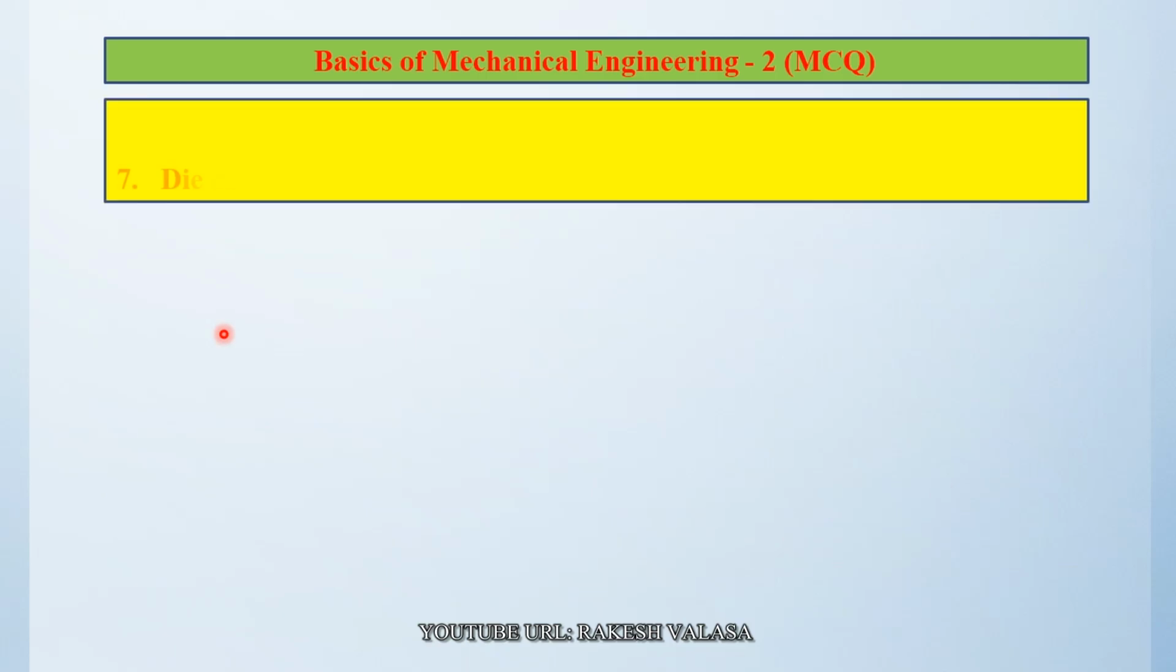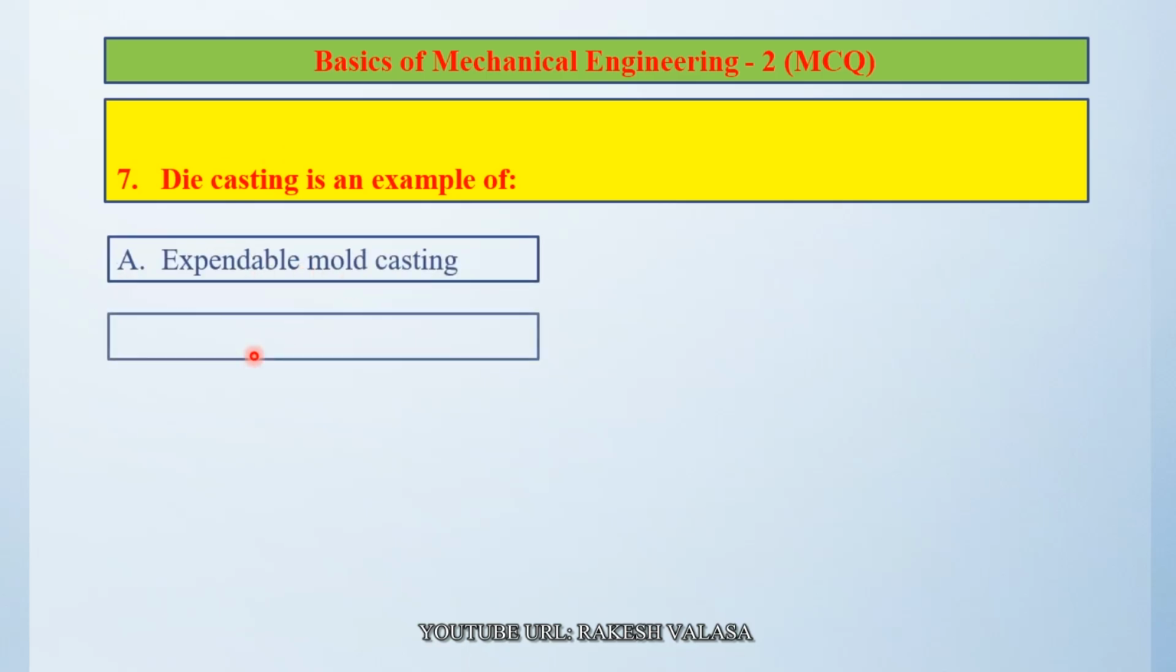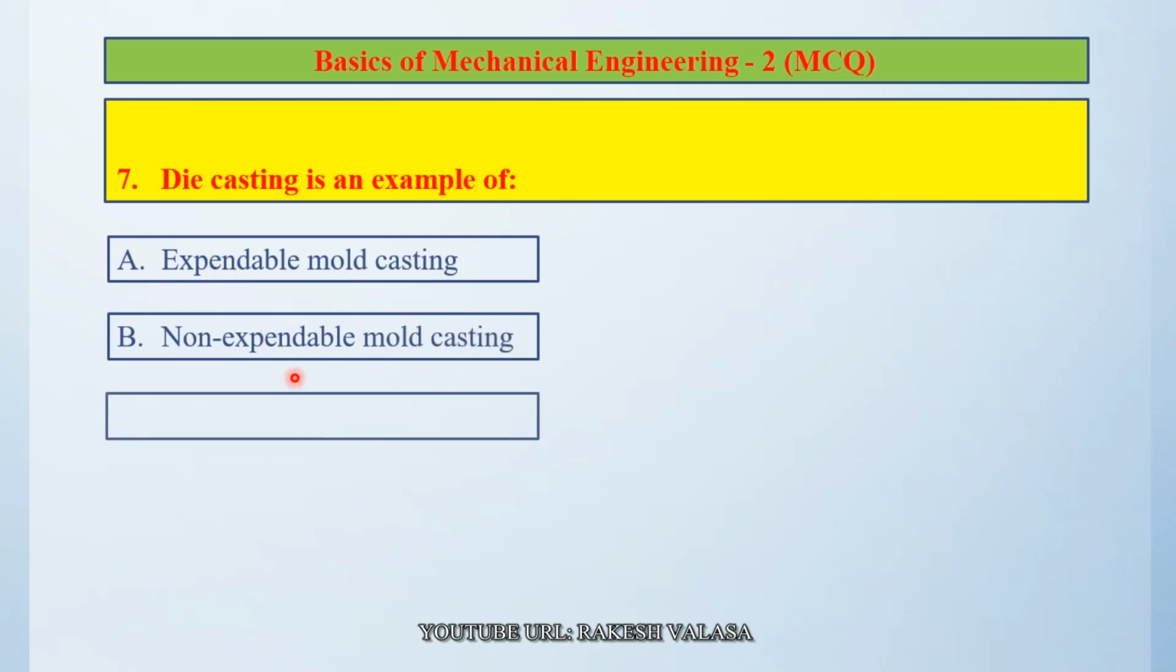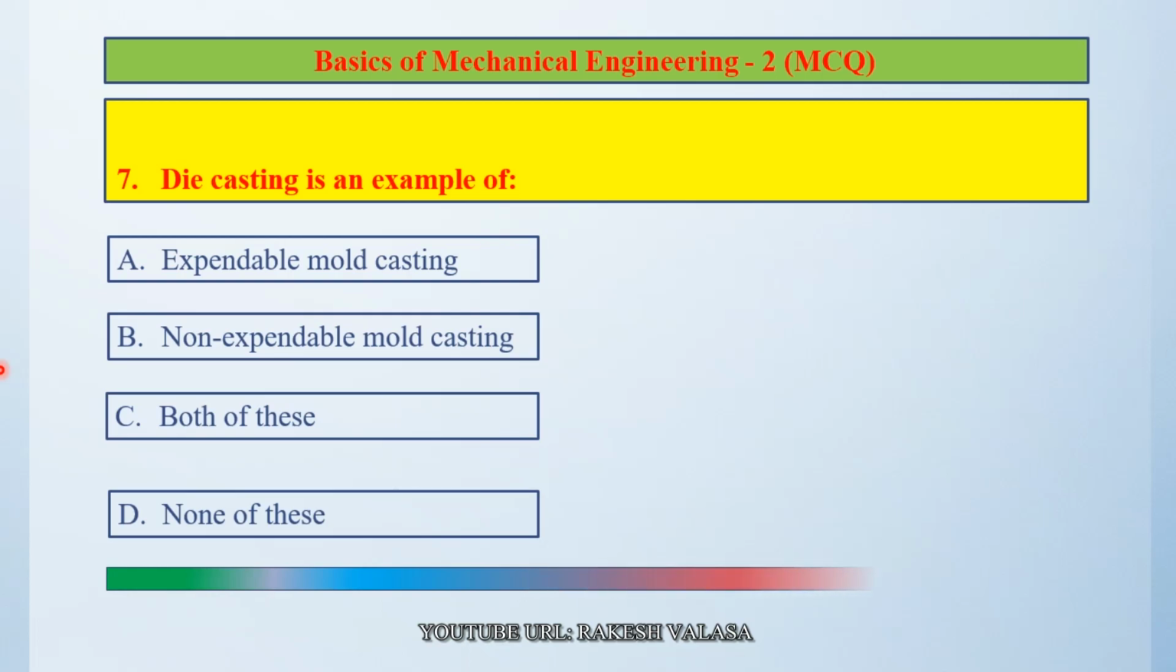Question number 7. Die casting is an example of option A expandable mold casting, option B non-expandable mold casting, option C both of these, option D none of these. The correct answer is option B non-expandable mold casting.